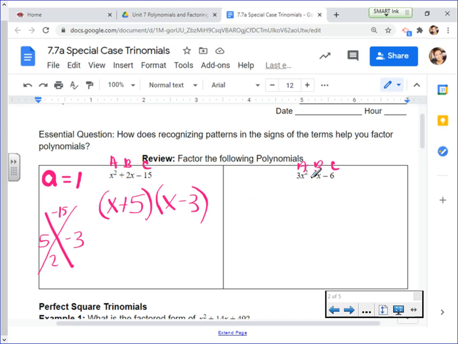So we're going to solve this one, but make sure you know that the B has a 1 in front of it.